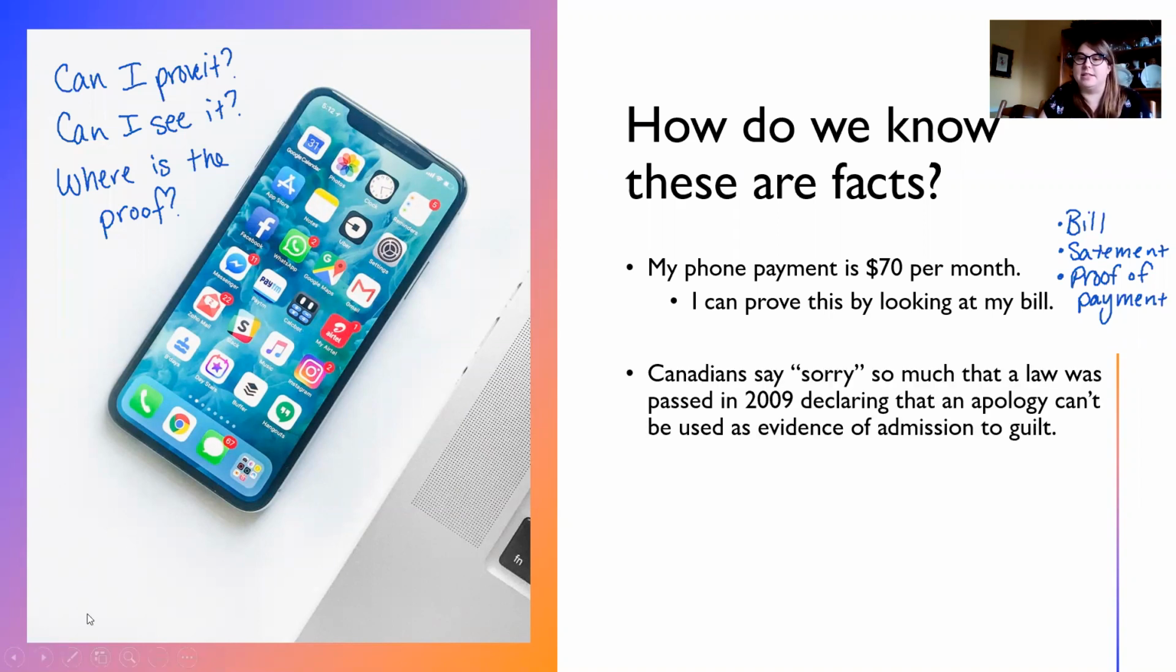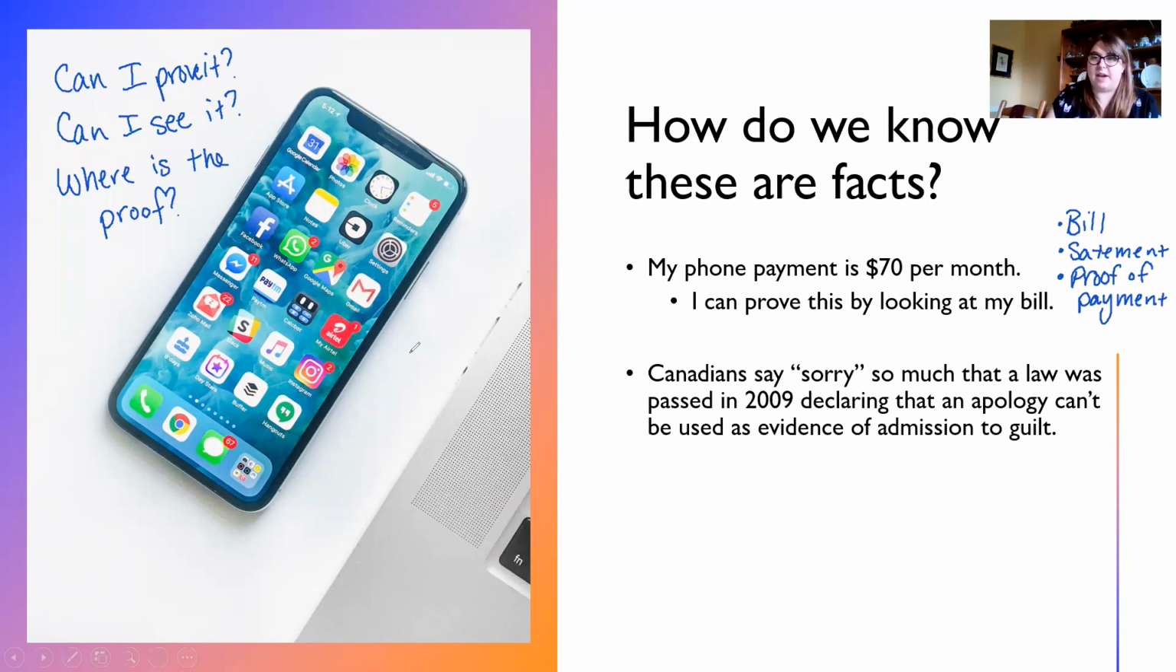How about my second sentence here? Canadians say sorry so much that a law was passed in 2009 declaring that an apology can't be used as evidence of admission of guilt. So what this is really saying to me is that in Canada, people say sorry so often that in court, it no longer acts as an admission of guilt. It's just an apology.